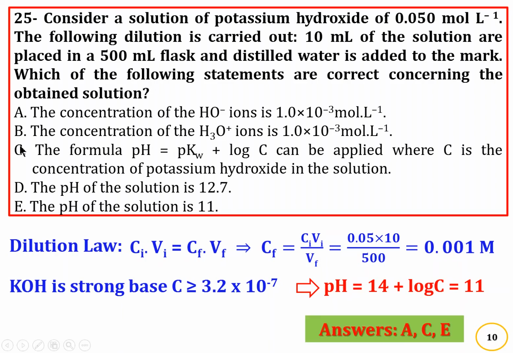So C is correct. We have till now two correct answers, A and C. We pass to D. The pH of the solution equals 12.7. This is incorrect. We calculated the pH equal to 11. So D is false. And E, the pH of the solution equals 11. This is true. So the correct answers are A, C, and E.